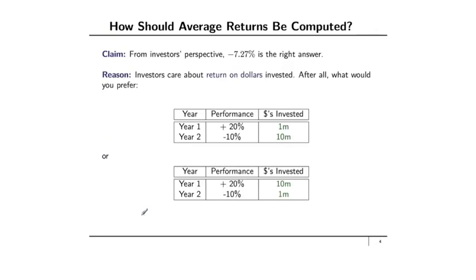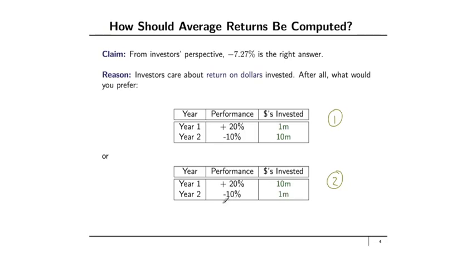And so to emphasize this claim, consider the following two situations. If you're an aggregate investor, in other words, if you take all investors together and you ask them, which would they prefer? Would they prefer this situation, let's call this situation 1, or situation 2? The difference between situation 1 and situation 2 is that in situation 1, $1 million was invested in year 1, and that earned 20%, and $10 million was invested in year 2, and that earned minus 10%, or the reverse of that is situation 2. $10 million in year 1, earning 20%, and $1 million in year 2, losing 10%.